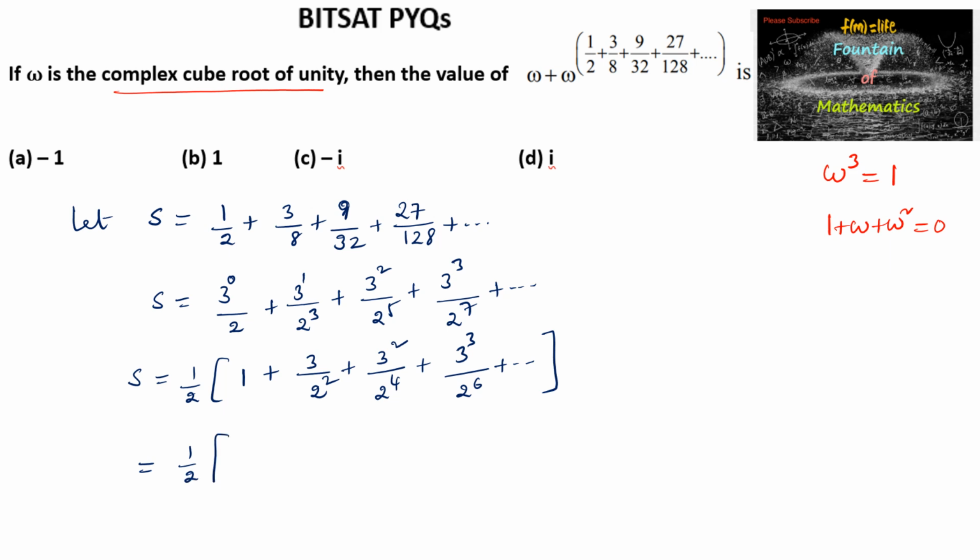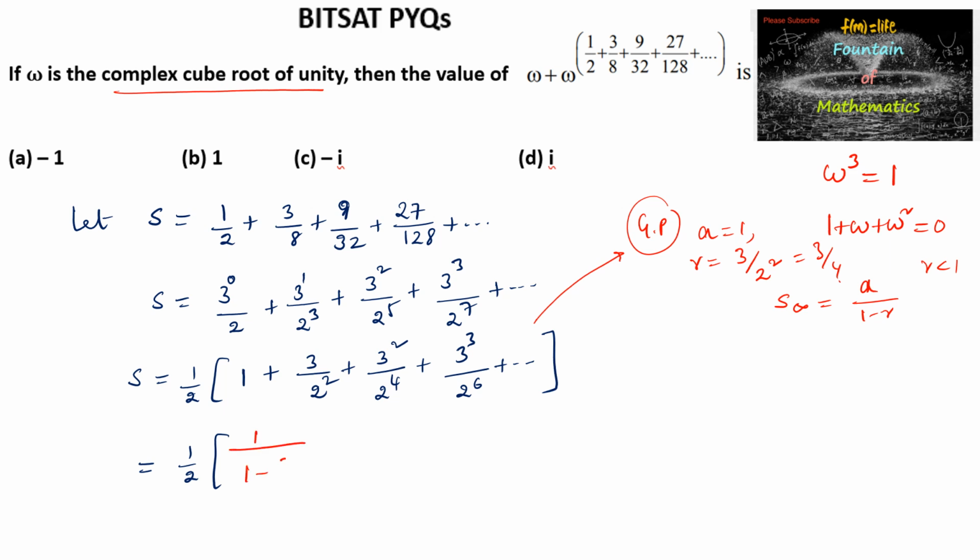So which is equal to 1 upon 2 times, and here we can identify that this is a geometric progression with the first term equal to 1 and common ratio equal to 3 by 2 square, so that is 3 by 4. So the sum to infinity in GP is equal to a upon 1 minus r, and here r is less than 1. So we can write a upon, that is 1 divided by 1 minus 3 by 4, which is equal to 1 by 2 into 4 upon 4 minus 3 is 1, which is equal to 2. So the given sum is 2.